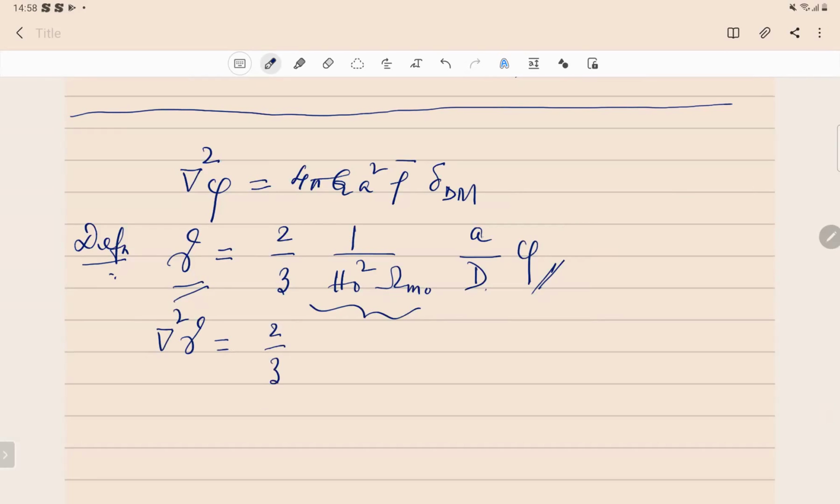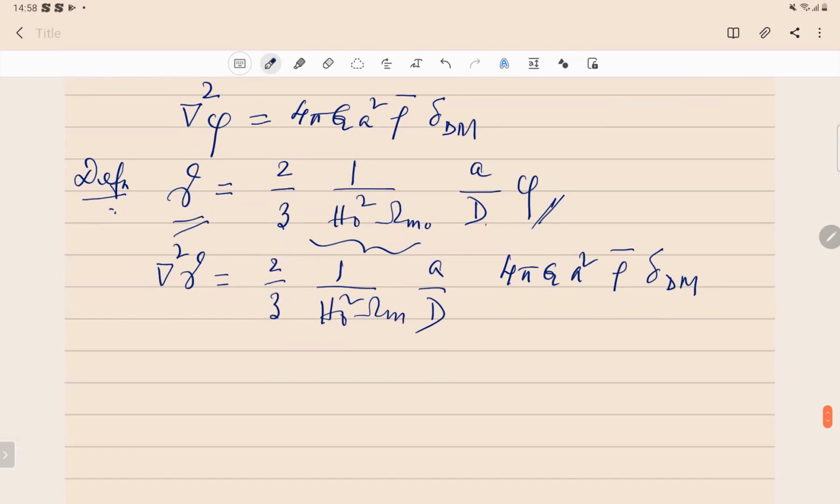is 2/3 1 over H naught square omega matter A by D del square of phi, and we substitute from here. So we have 4 pi G A square rho bar delta dark matter. Now you can simplify. So this rho bar can be written as rho 0 by A cube. That's the first thing you can do. And then you can write divided by rho critical and multiply with 3 H naught square by 8 pi G.